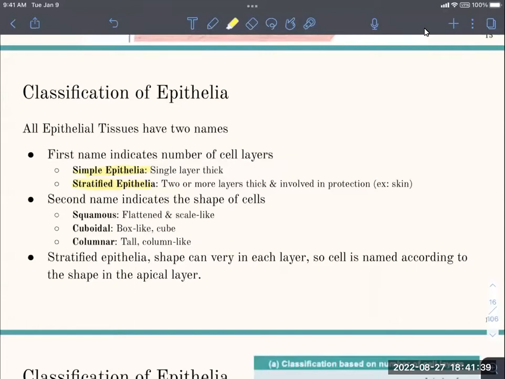Now let's look at the shape of the cells. We have squamous. Squamous is a flat cell. Here's the nucleus here. We have cuboidal cells. They kind of look like a little box. Then we have columnar cells. They're kind of like tall little columns.